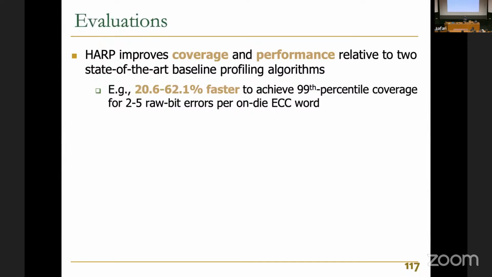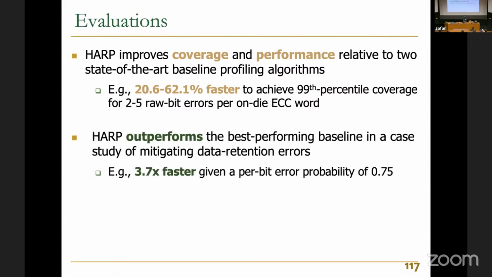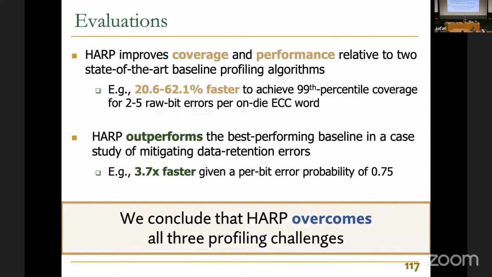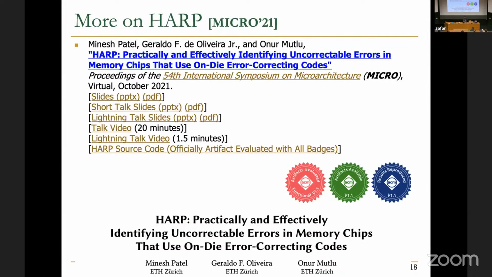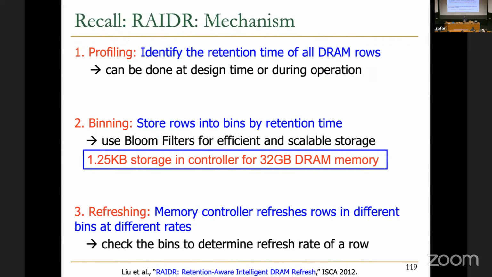So HARP improves the coverage and performance relative to the two state-of-the-art baseline profiling algorithms that tackle a similar problem. And HARP outperforms the best performing baseline in a case study of mitigating data retention errors. So HARP overcomes all those three profiling challenges to enable us to get the data retention profile of chips that implement on-die ECC as well. So this is the full reference of HARP. It has artifacts evaluated, and there are a lot of versions of different talks in different lengths, so you can check them if you're interested.